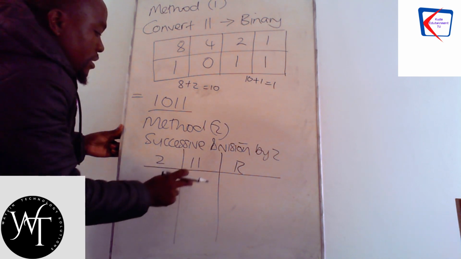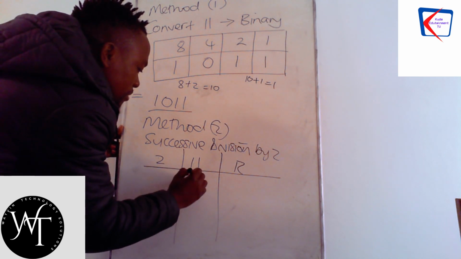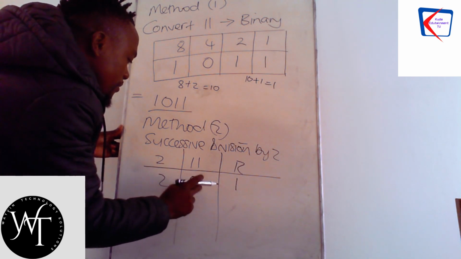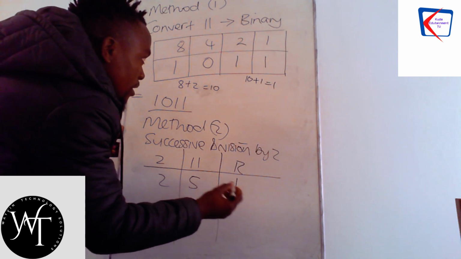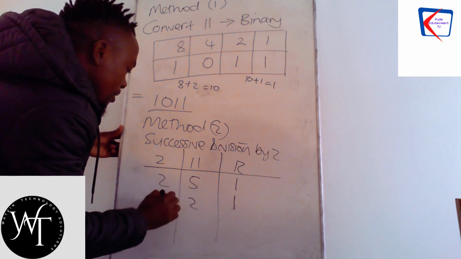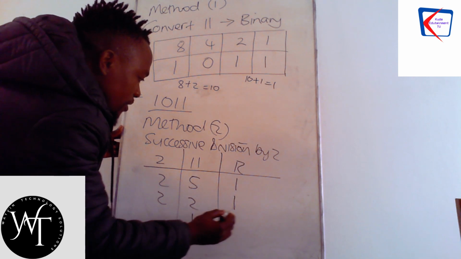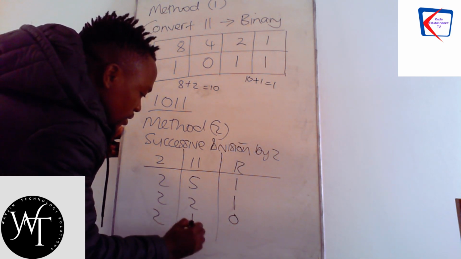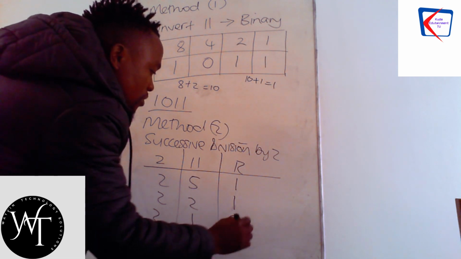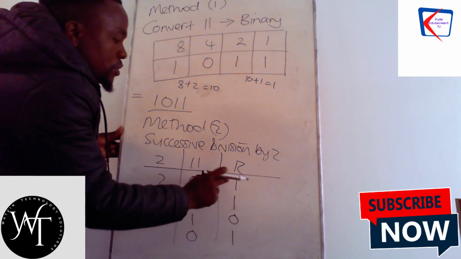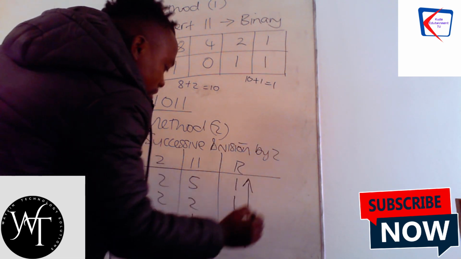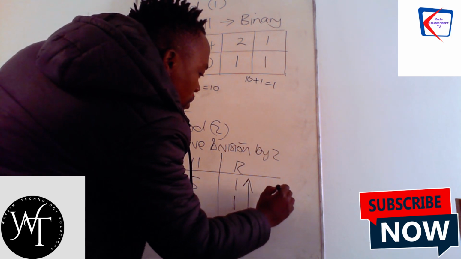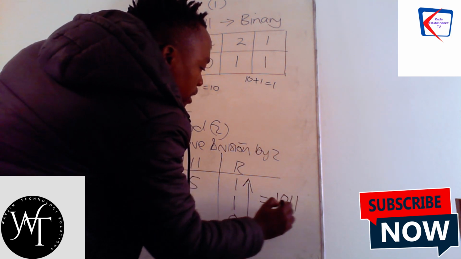So 2 into 11, it goes how many times? 5 times, leaving a remainder of 1. 2 into 5, it goes how many times? 2 times, leaving a remainder of 1. 2 into 2, it goes once, leaving a remainder of 0. And then 2 into 1, it goes 0 times, leaving a remainder of 1. So our answer, you take from bottom to top, like this. So therefore, using successive division by 2, our answer would be equal to 1, 0, 1, 1.